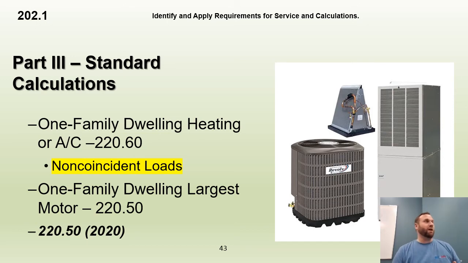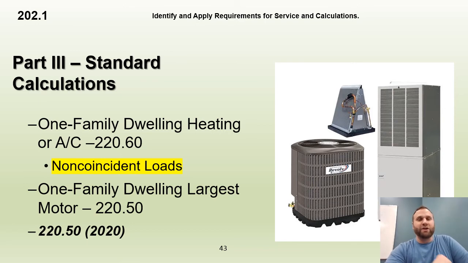So, one last thing that was added to the non-coincident load, and this is a 2020 code change. If my air conditioner is the largest motor in the service, then it needs to be increased by 25% in my calculations. Now let's say that my largest motor is my air conditioner, and like 9 times out of 10, it's going to be the air conditioner as the largest motor in a home. It just usually is. So let's say my air conditioner, I have to increase by 25%.